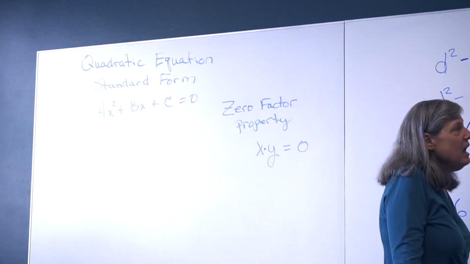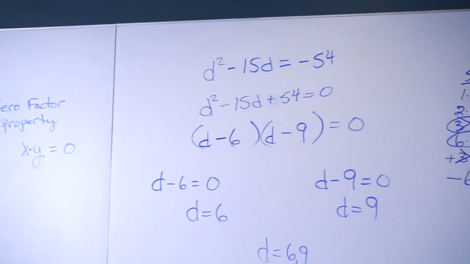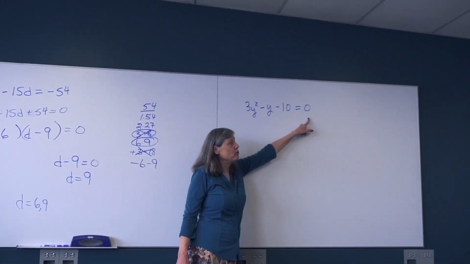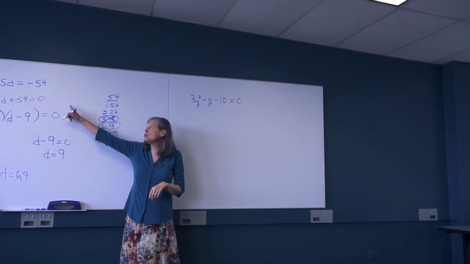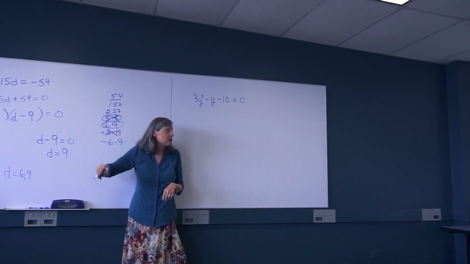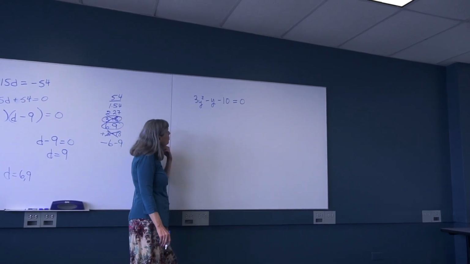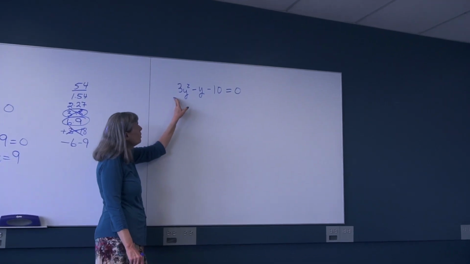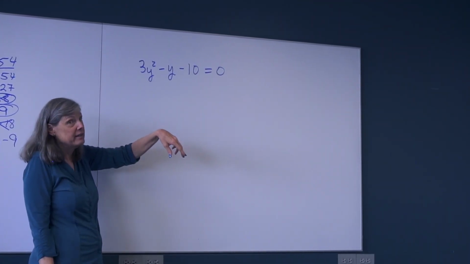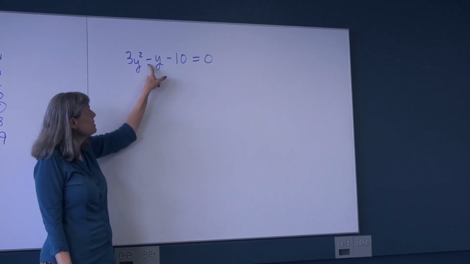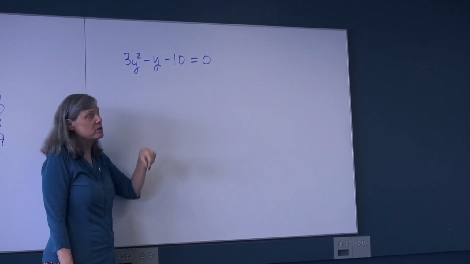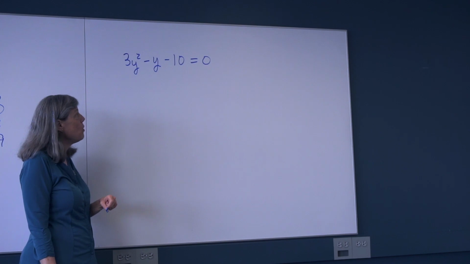So this one is already in standard form. Everything is on one side, 0 is on the other, so it's already. We don't need to do work to get it in standard form like we did with the last one. So now, rule 1. Any greatest common factors? Well, this one doesn't even have a number. This one doesn't even have a letter, so no rule 1.